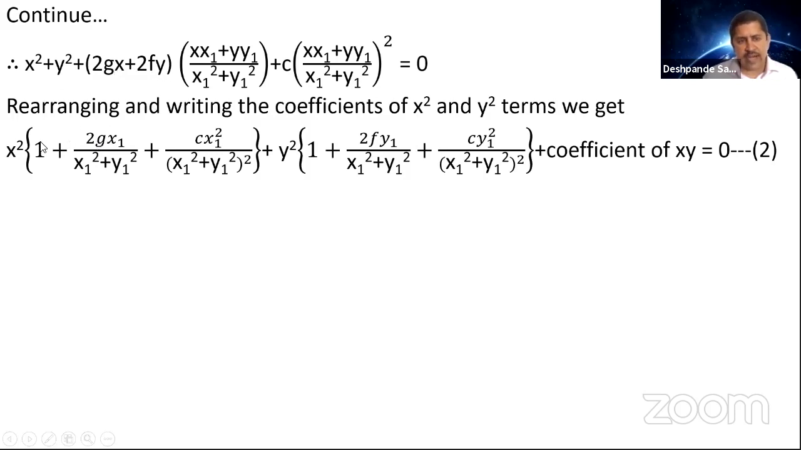So here also you got an x square term. Then here, c is there, over x1 square plus y1 square whole square. Now see here, when you square this term, because you have a plus b whole square, you get a square. So a square is going to be the square of this, so x square, x1 square. I have already taken x square out. What is left out? x1 square. And c is also there. So c x1 square divided by x1 square plus y1 square whole square.